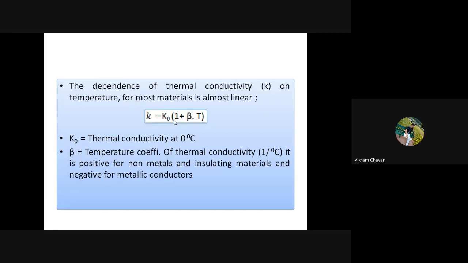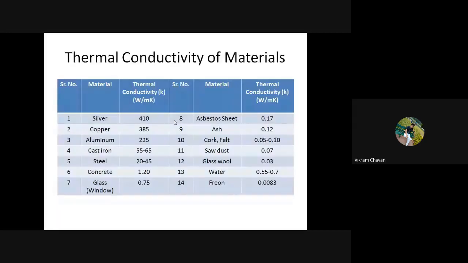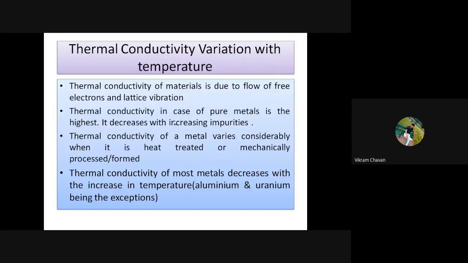Getting everyone? Any doubt? Any question about these particular points? Have you noted this particular chart? Please comment in the chat box if you have any doubt or question. So please note down these points.